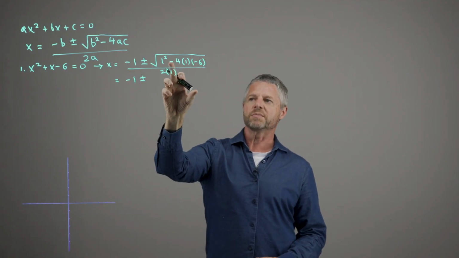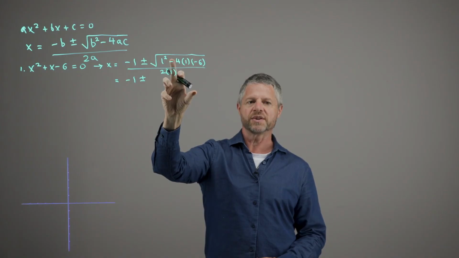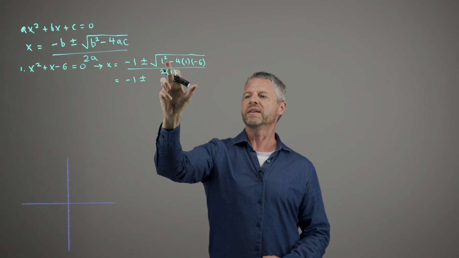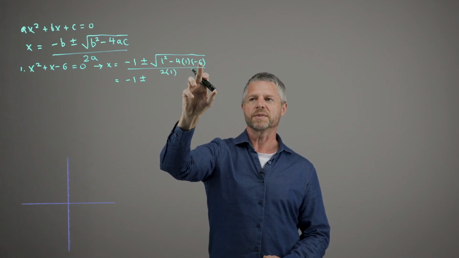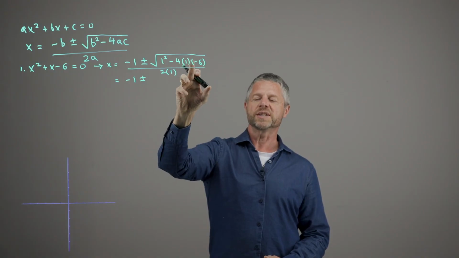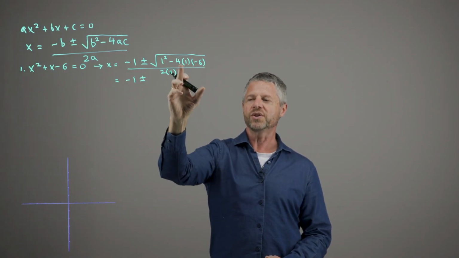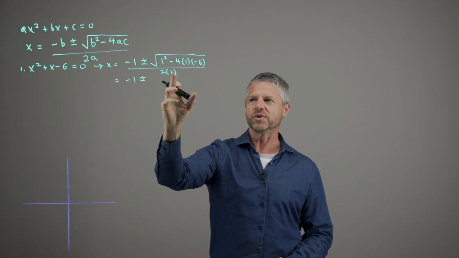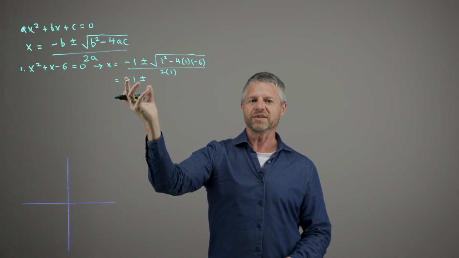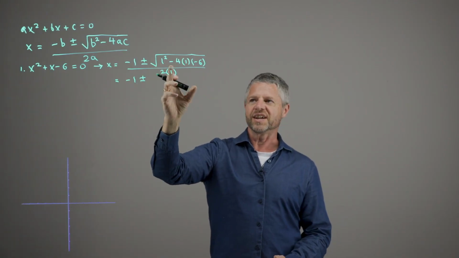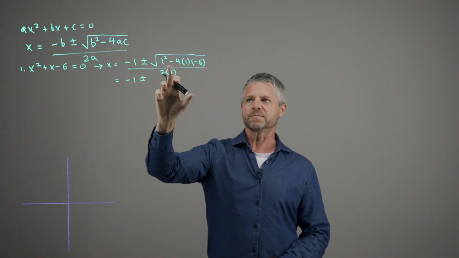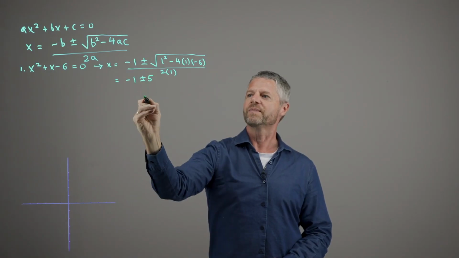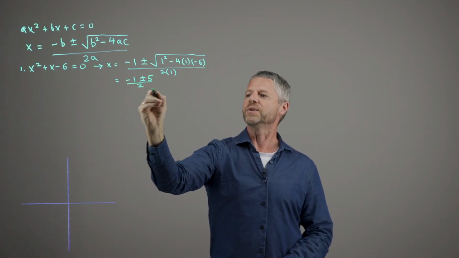So let's see whether we have a positive number here, a negative number, or 0. And that will tell us how many solutions we have. So in this case, we've got 1 minus 4 times 1 times minus 6. 4 times 1 times minus 6 is minus 24, but we're subtracting minus 24, so that's the same as adding 24. 1 plus 24 is 25. We've got a number here that's positive, so we've got two solutions, but it's also a perfect square, so we can take the square root of it to get 5. And then we're going to divide that by 2.